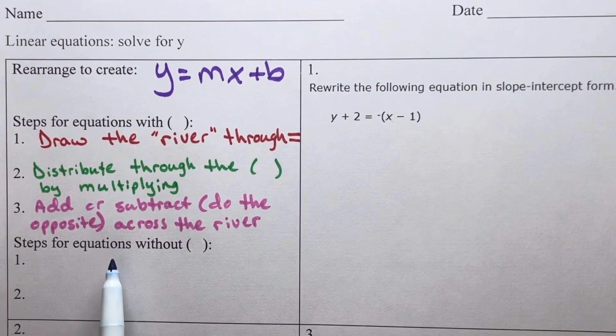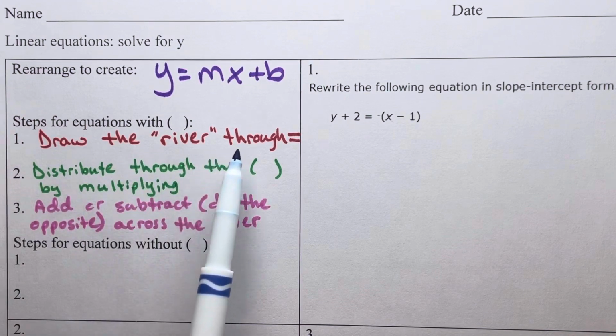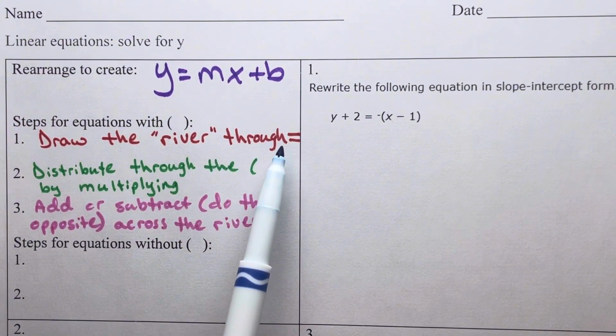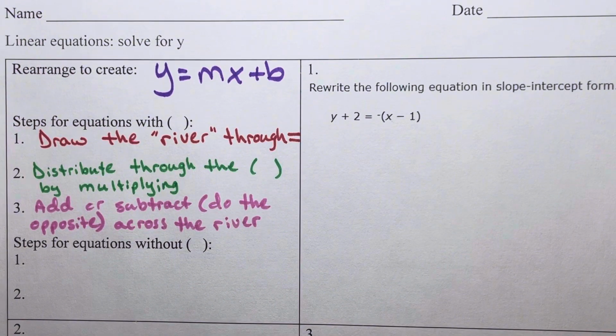Steps for solving your equation for y if you don't have any parentheses. Now, parentheses or not, always start by drawing the river down through the equal sign. Just do that so that you can see very clearly the left side versus the right side of your equation.